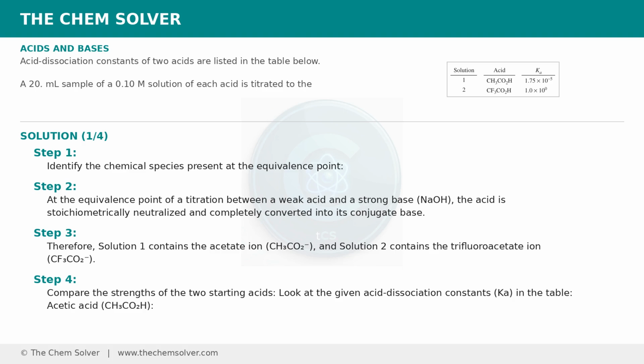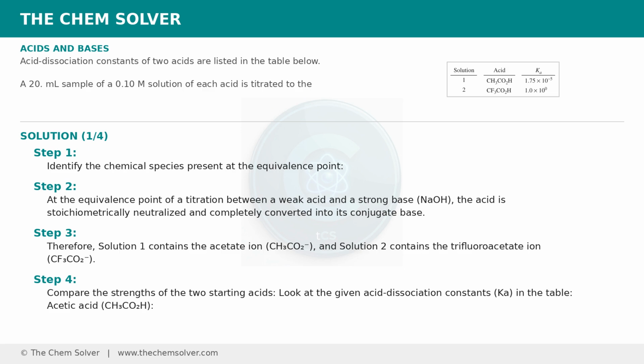Identify the chemical species present at the equivalence point. At the equivalence point of a titration between a weak acid and a strong base, NaOH, the acid is stoichiometrically neutralized and completely converted into its conjugate base. Therefore, solution 1 contains the acetate ion, CH3CO2⁻, and solution 2 contains the trifluoroacetate ion, CF3CO2⁻.